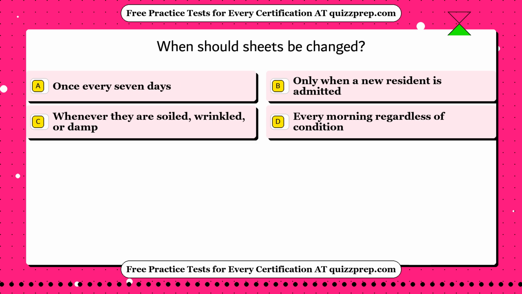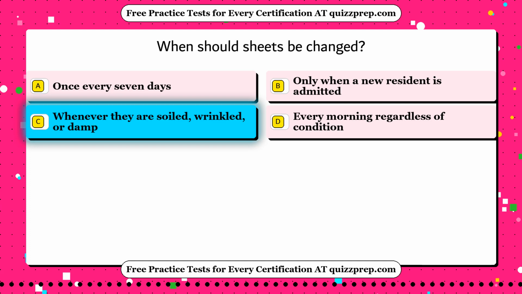Question 5. When should sheets be changed? Option A. Once every 7 days. Option B. Only when a new resident is admitted. Option C. Whenever they are soiled, wrinkled, or damp. Option D. Every morning regardless of condition.